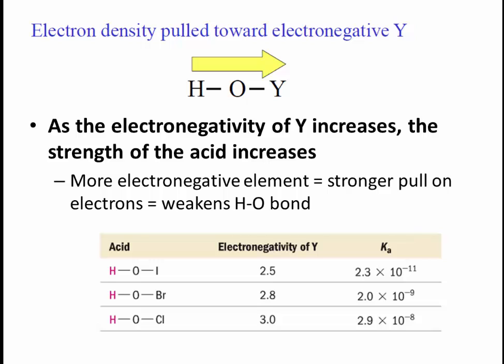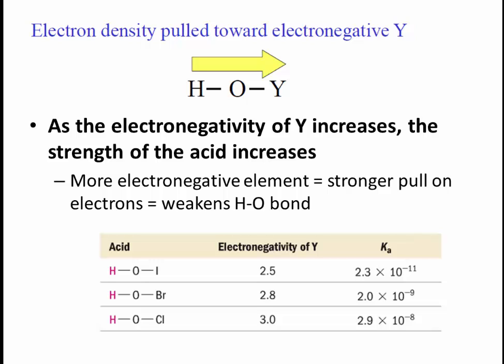So the trend that we notice is, as the electronegativity of the element Y increases, the strength of the acid increases. So the more electronegative element you have, the stronger the pull on those electrons, the more you weaken that H-O bond, and the more easily that hydrogen can break free. So if you look at this table at the bottom, you can see the relationship that as the electronegativity of the element Y increases, the Ka value increases.